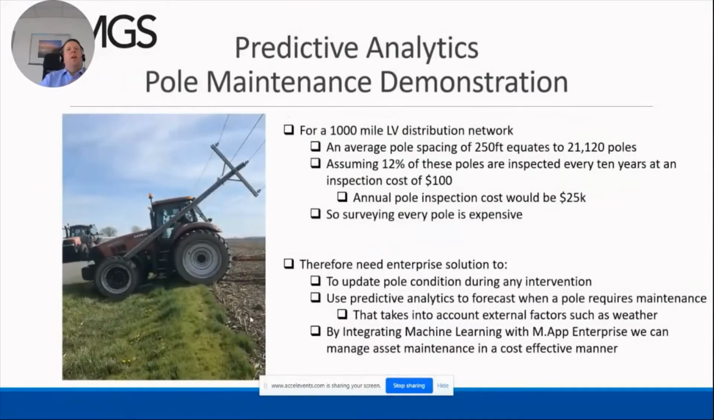So we wanted to do a pole maintenance demonstration. We were going to take a large area of LV network, and on that basis, you are talking about it being very expensive to inspect these poles manually, one by one. So organizations, when it comes to assets, need an enterprise solution to update pole or asset condition during any intervention. So having something mobile to do that, and then using predictive analytics to forecast when a pole requires maintenance. And then by integrating this with M.App Enterprise, we can manage asset maintenance in a cost-effective manner.